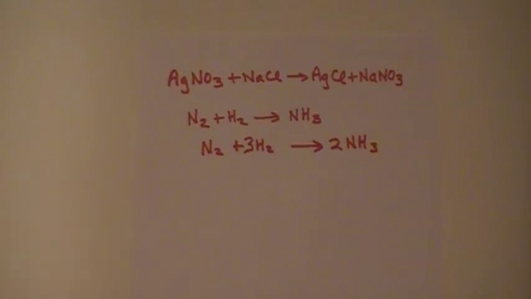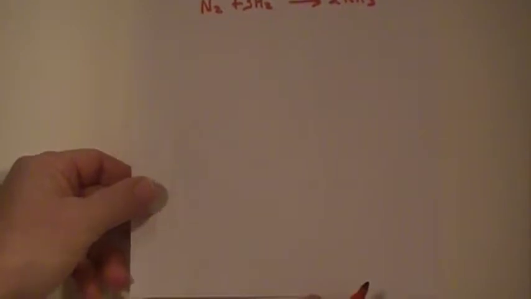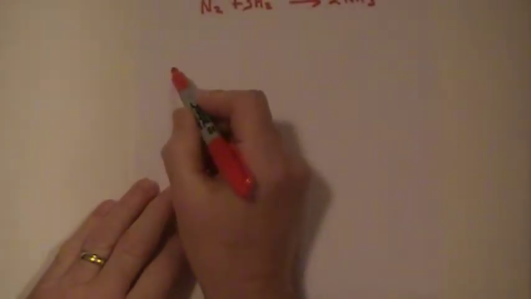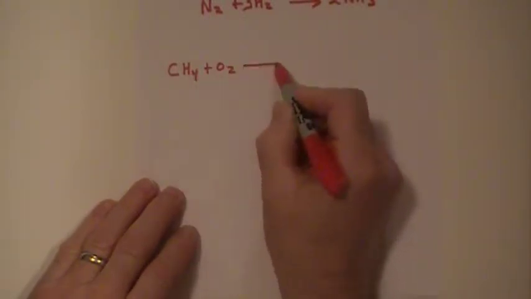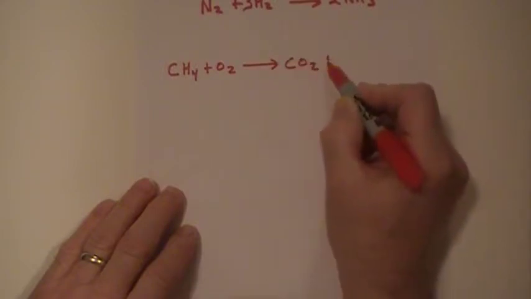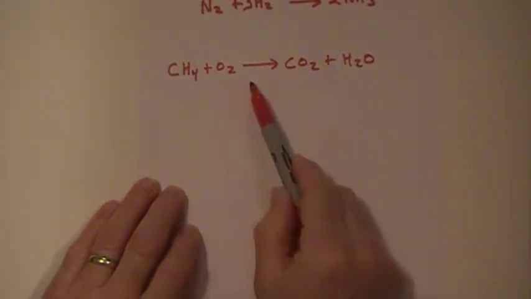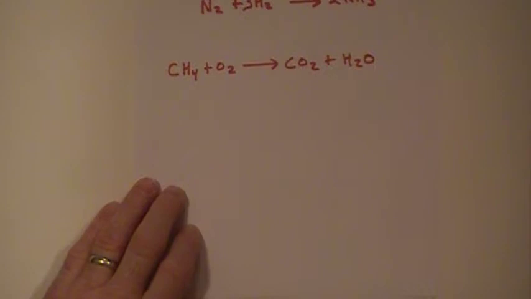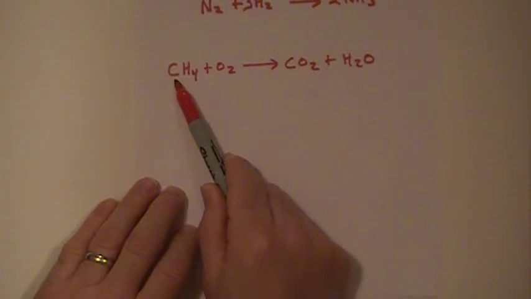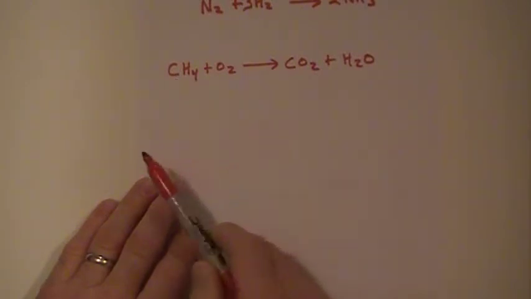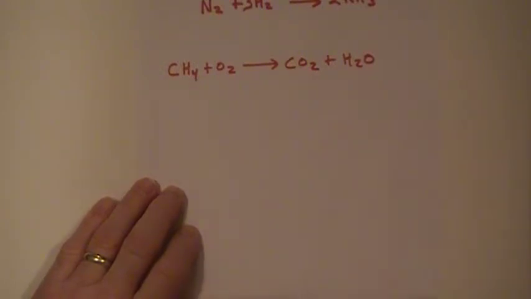Okay, let's try something a little harder. Let's look at a combustion reaction. And remember, combustion reactions involve the reaction of something such as methane with oxygen to produce carbon dioxide and water. Now notice there are several sources for oxygen in this reaction. The easiest way to balance this equation is to balance things such as the carbon atom. There's only one source on each side. And the hydrogen. There's only one source of hydrogen on the reactant side and one source on the product side.